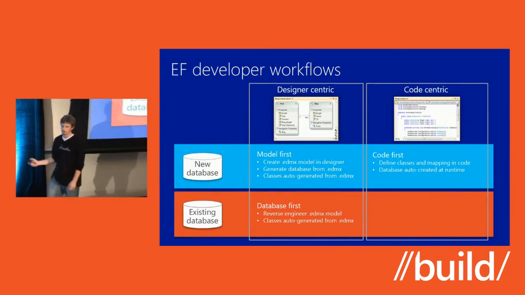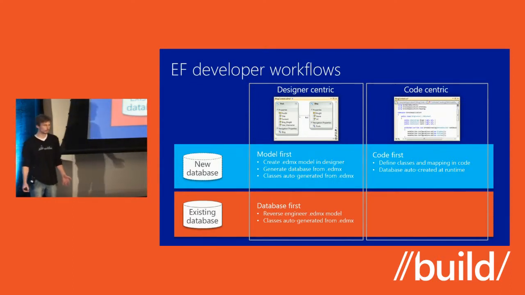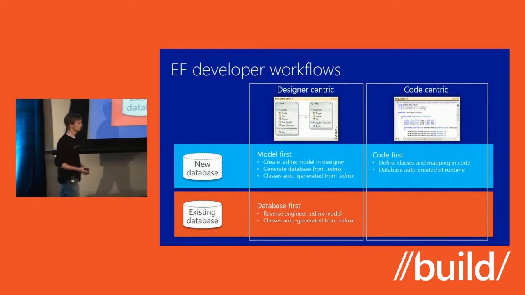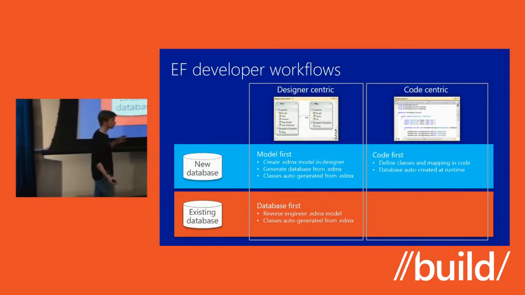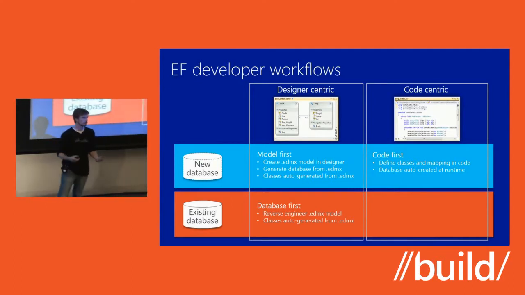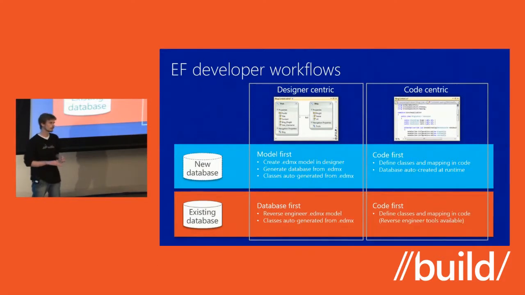Moving over to the right-hand column, we get to code first. In the new database scenario for code first, we write our model by writing classes in code. We can then optionally write some extra code that gives more information to EF about how the model should map to the database, or what the database should look like. And then our database is generated from our classes, and obviously we interact directly with the classes we wrote.